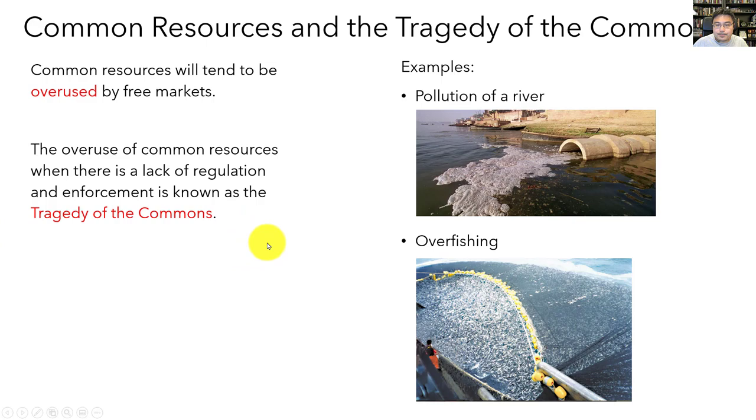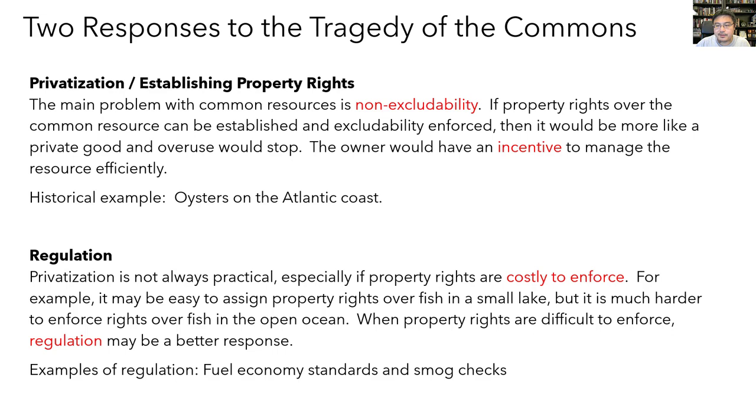Historically, there have been two main policy responses to the tragedy of the commons. The first is privatization or the establishment of property rights. And this approach recognizes that the main problem with common resources is their non-excludability. If somehow the common resource could be made excludable, then the good would behave more like a private good, and the overutilization would end, and the markets would function more efficiently. Right? For example, overfishing only occurs because no fisherman can stop any other fisherman from using the water. If the right to use the water could be exclusively given to one fishing company, and if that right can be enforced, then the fishing company would have a private incentive to maintain the fish population and stop it from depopulating.